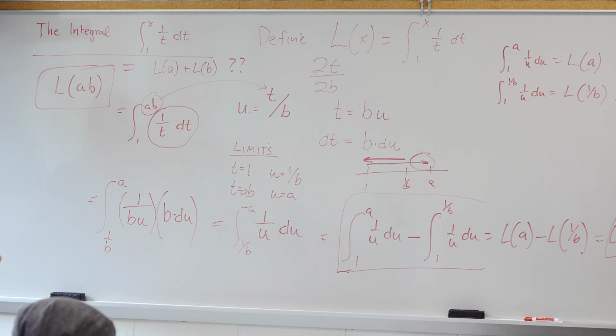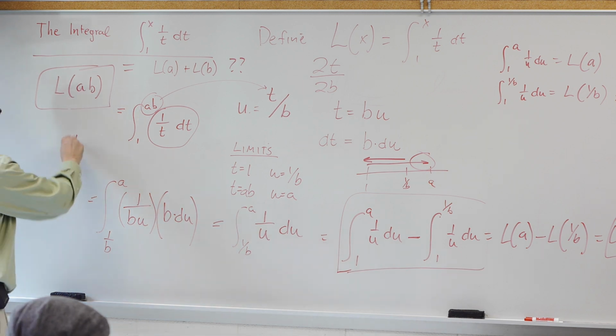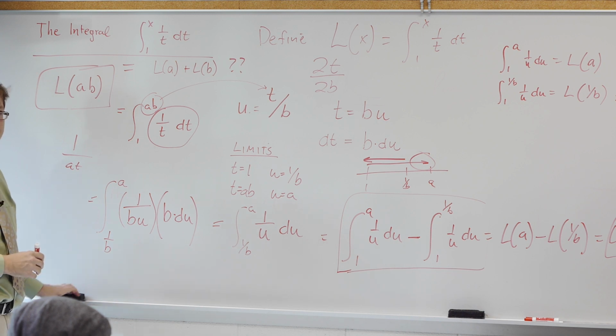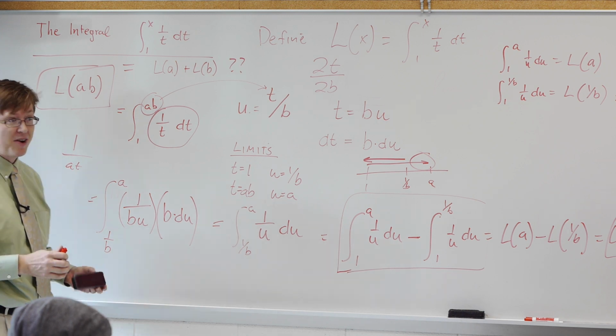I'm not sure if that would work. Basically, you're saying A over T instead of T over A. Yeah. Well, no, not A over T, but 1 over A times T. Yeah. I don't know. We could try it. That's a good question. I don't know.